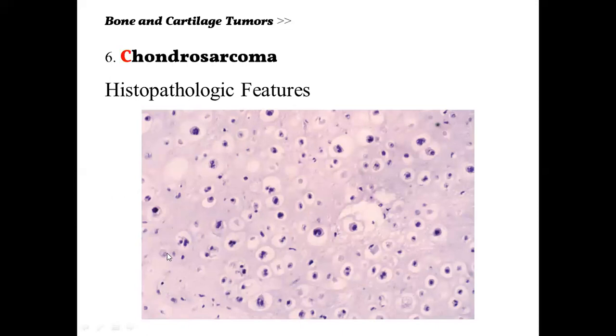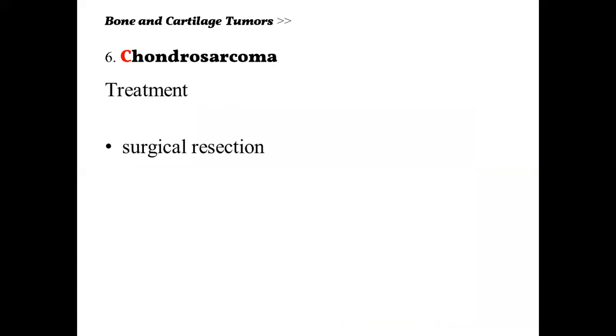So yun. Medyo nakikita nyo naman yung difference, no? Kung bakit, kung paano. Okay. And the treatment for this one, just like the others, chondrosarcoma is treated with surgical resection. Okay. So I guess this is the last slide for the bone and cartilage tumors.